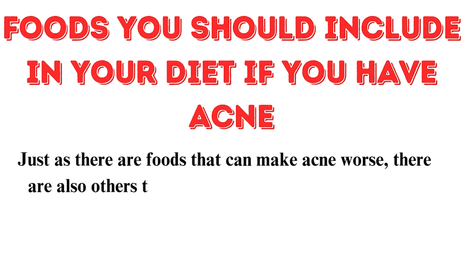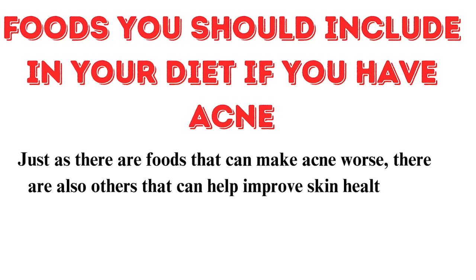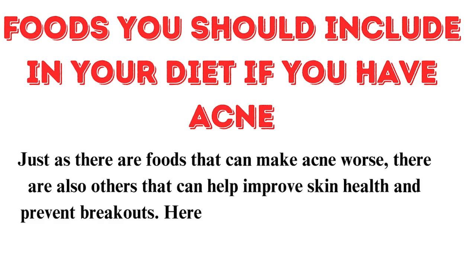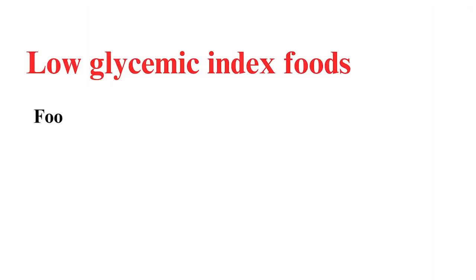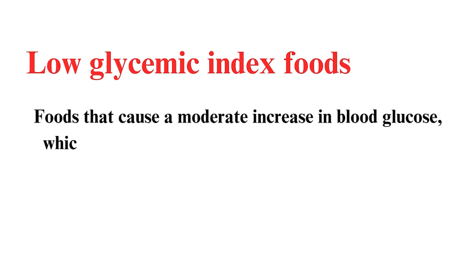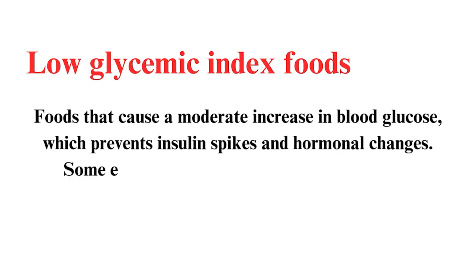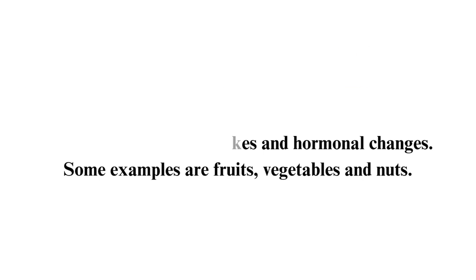Just as there are foods that can make acne worse, there are also others that can help improve skin health and prevent breakouts. Here are some of the foods that are allowed if you have acne. Low glycemic index foods. Foods that cause a moderate increase in blood glucose, which prevents insulin spikes and hormonal changes. Some examples are fruits, vegetables, and nuts.